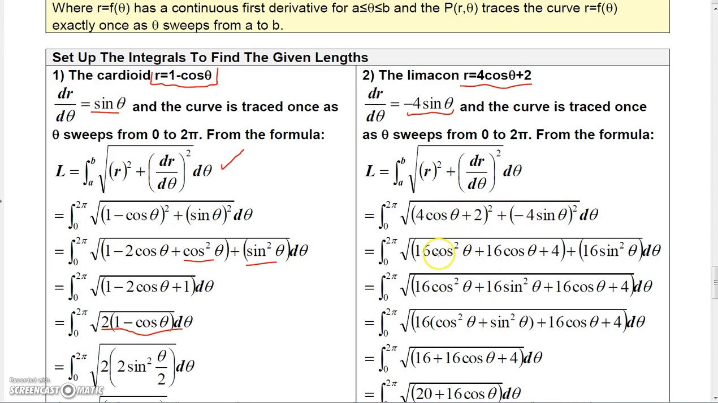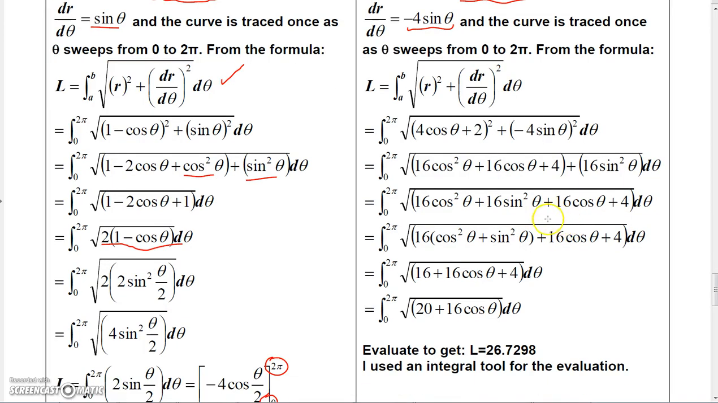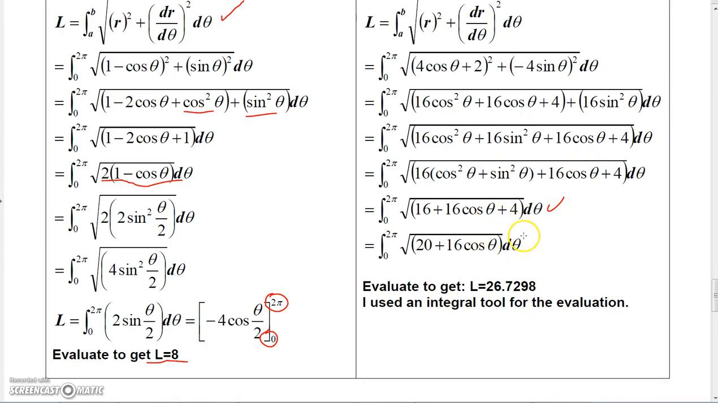And then if I square this, I get 16 cosine squared theta plus 16 cosine theta plus 4. And in here, I get 16 sine squared theta. Okay, so I have 16 cosine squared theta plus 16 sine squared theta plus 16 cosine theta plus 4. And then if I factor the 16 out of these two terms, I get cosine squared theta plus sine squared theta, which of course is 1. So I get 16 plus 16 cosine theta plus 4. And then that is actually 16 plus 4 is 20. So that actually sets it up.